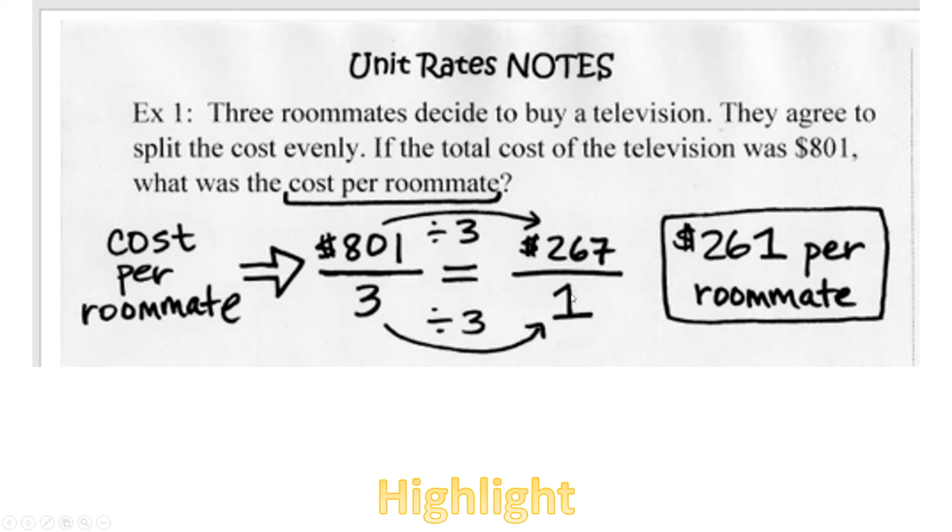And we want cost per one roommate. So we're going to say equals 1 over what number? So this is the number we have to find. In order to get the 3 to become a 1, we're dividing by 3. And then to keep this equivalent, we're going to divide by 3 in the numerator. And that's how we find out it is $267 per roommate. We don't include the over 1 here because by saying per roommate, that means per 1.